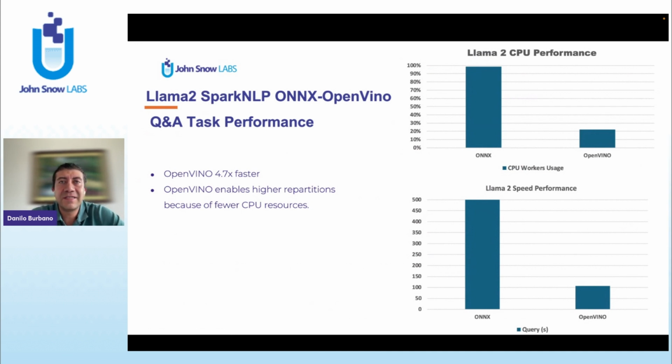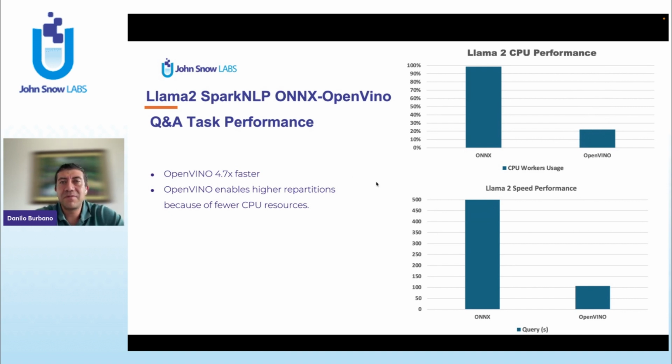First, let's look at the CPU performance. The bar chart on the top right shows the CPU workers usage for both ONNX and OpenVINO. We can see that OpenVINO uses significantly fewer CPU resources compared to ONNX. This reduction in CPU usage allows for higher repartitions, enabling more efficient parallel processing. So this means that instead of the 2 to 3 times rule, we can maybe use 6 or 7, because we have enough CPU. We can send more tasks here to the workers.